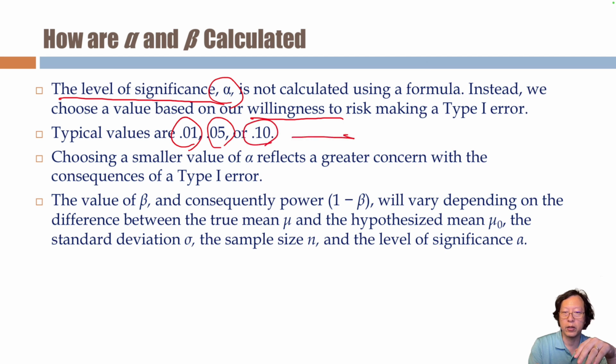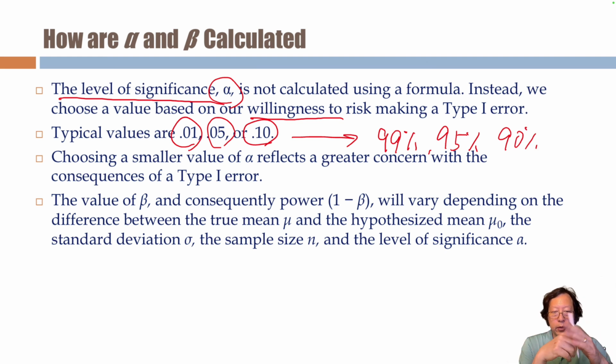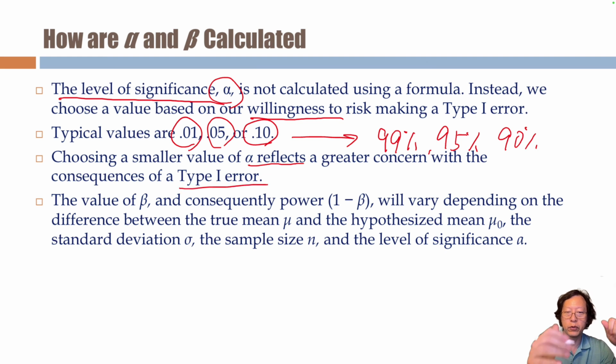This is tied to the 99% confidence interval, 95% confidence interval, and 90% confidence interval. So exactly the same meaning. Alpha 0.01 is 99% confidence, and 0.05 alpha is 95%, and 0.1 alpha is 90% confidence. Choosing a smaller value of alpha means greater concern about the consequence of type 1 error. So if you choose a smaller one, this is tighter.